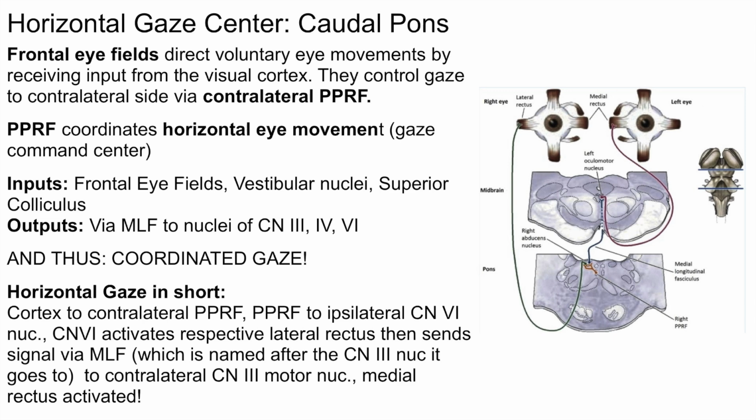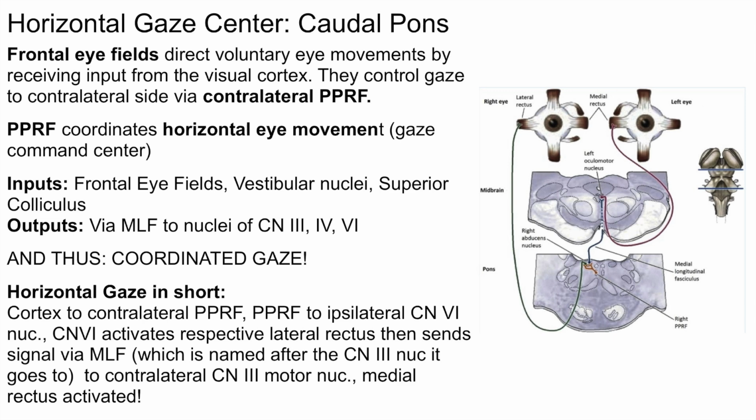So, to put it in one clean line, it's going to be left cortex, right PPRF, and again, this is under the assumption that the left frontal eye field, right, is going to be kicking this off. So this is why we're starting in the left cortex, okay? So left frontal eye field, it's going to go to the right PPRF, then that's going to go to the right cranial nerve 6, okay? And that's going to cause the right eye to abduct. And then also, it's going to tell the left cranial nerve 3 at the same time via the MILF, okay, to use that medial rectus to adduct the eye. And so both eyes are thus going to look to the right.